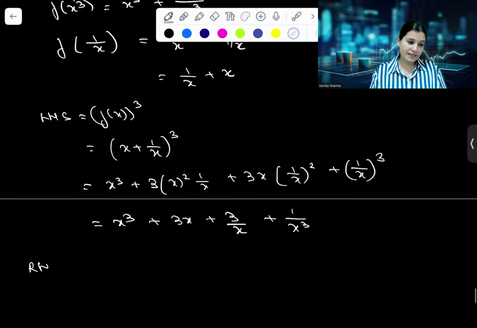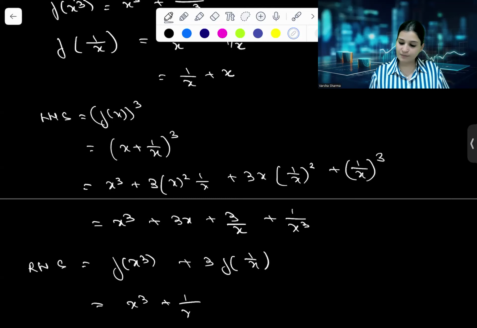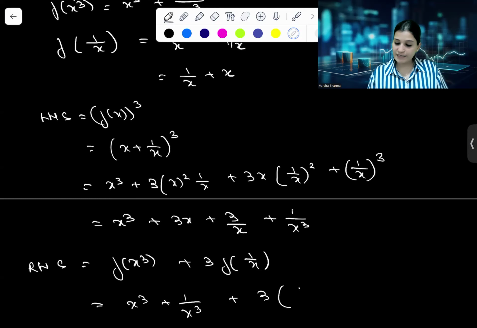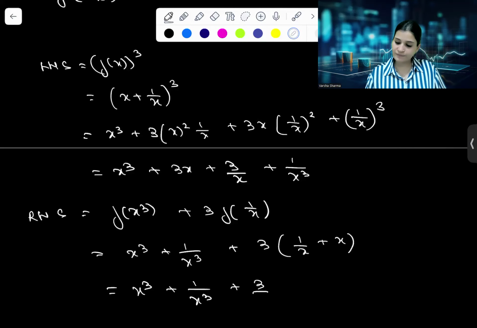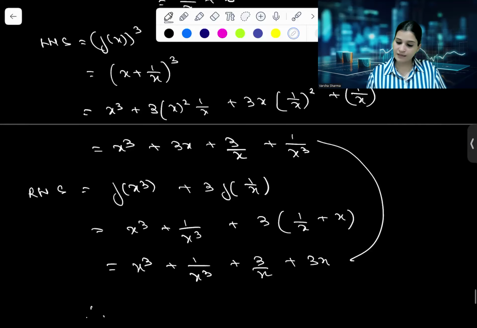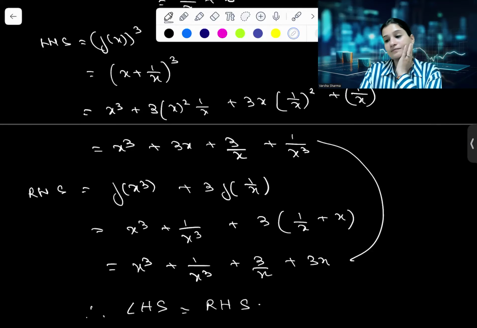Now we also calculate the RHS, that is f(x³) + 3 times f(1/x). f(x³) was x³ + 1/x³ plus 3 times the f(1/x) value. If I open the bracket, x³ + 1/x³ + 3/x + 3x. So they match each other. LHS is same as RHS.